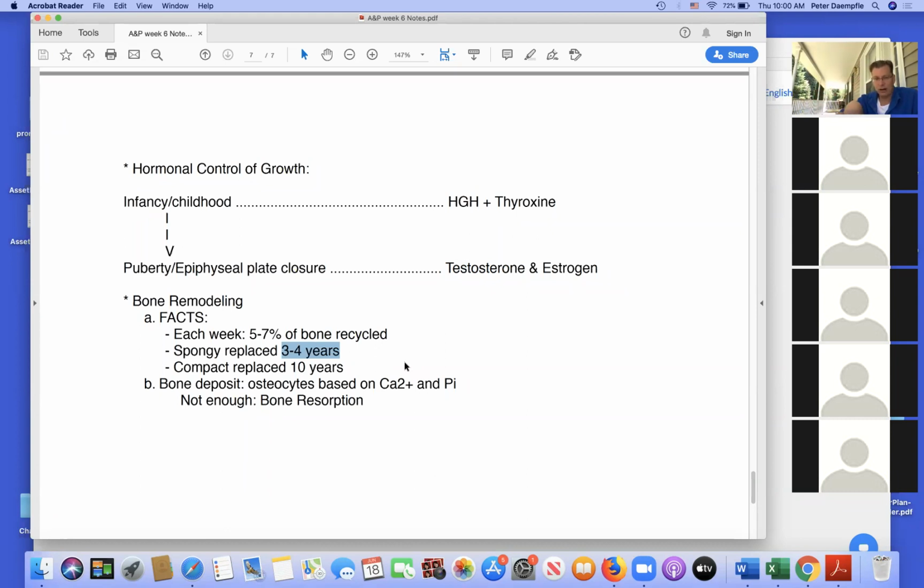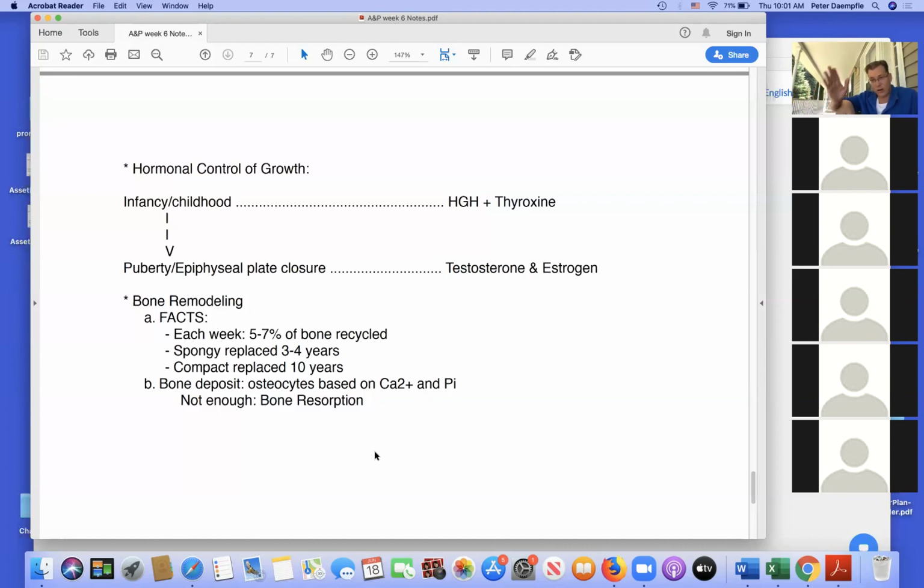You continually remodel. And of course, what is bone deposit? People always get confused by this: it's based on the osteocytes having enough calcium ion, Ca2+, and inorganic phosphate, Pi. I means inorganic, okay? It's not important. But calcium ion and inorganic phosphate are needed with the osteocytes to deposit bone. You got to have it. If you don't have enough, we call it bone resorption. That means the bone reabsorbs and you have bone thinning. So that is how bone remodels. That is how bone grows.